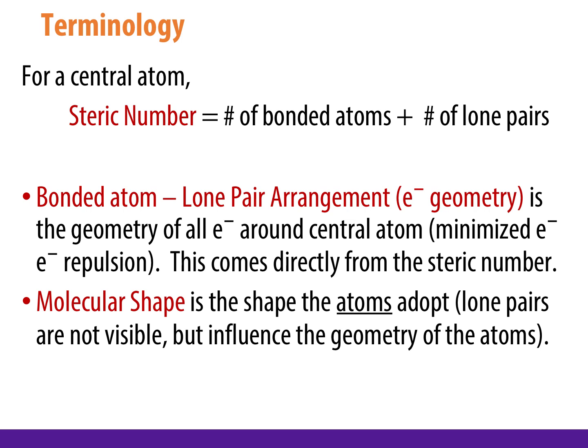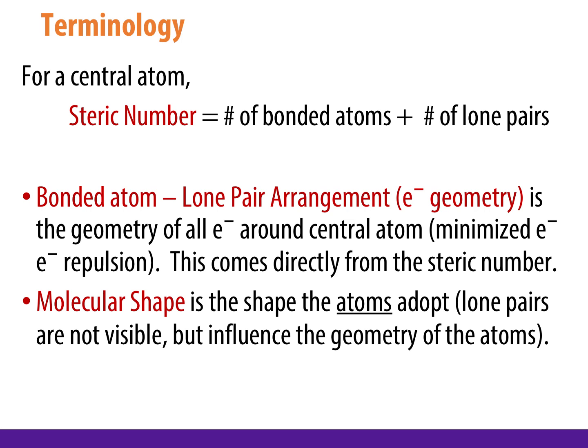With these simple rules in theory out of the way, how the procedure works is pretty simple. We first have to calculate the steric number for our central atom. That is defined in this precisely worded way as the number of bonded atoms plus the number of lone pairs around that particular central atom.